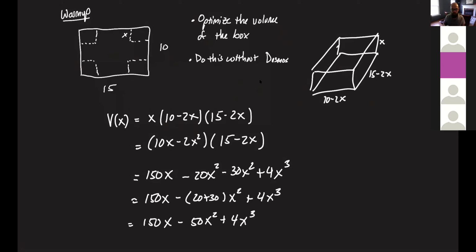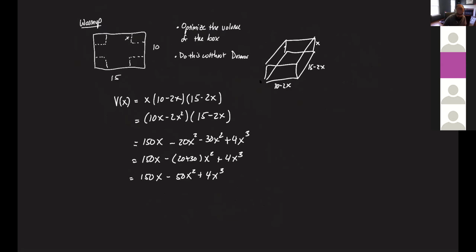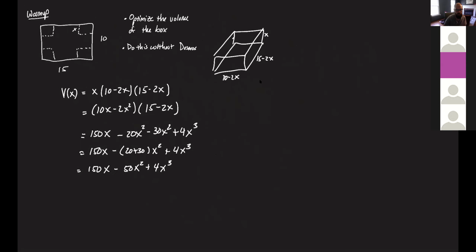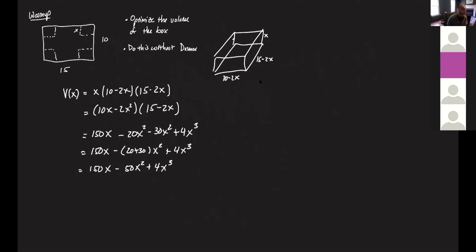Okay, so far so good, right? We just expanded this thing out, and now, if I'm going to find the critical points, as I suggested, I need to take the derivative of this thing. So I'm going to go ahead and take my derivative. I'm going to look at V prime of x, and that's 150 minus 100x plus 12x squared.